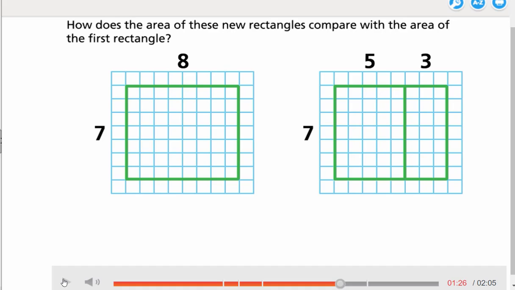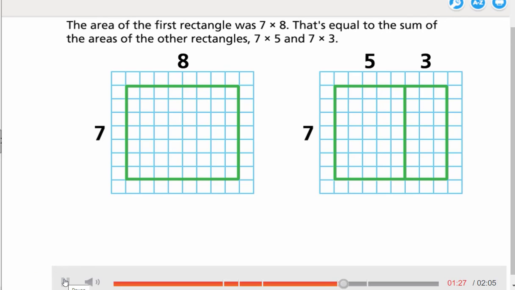As we said, my heroes, it will be the same area because we just break the big rectangle into two small rectangles. So the areas are equal. The first rectangle and the second rectangle are equal in area. The area of the first rectangle was 7 by 8. That's equal to the sum of the areas of the other rectangles, 7 by 5 and 7 by 3.